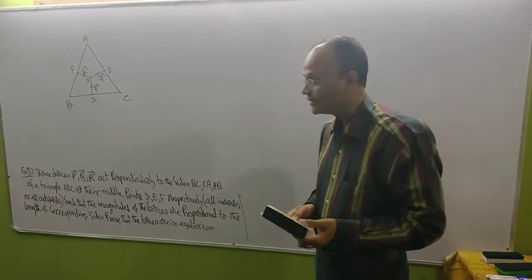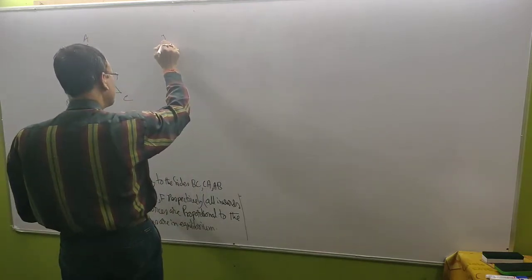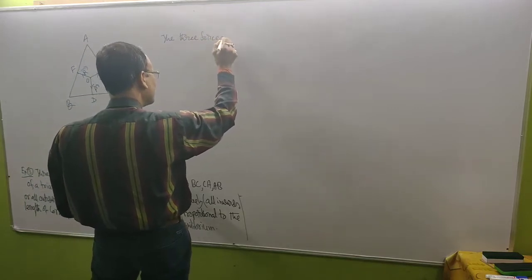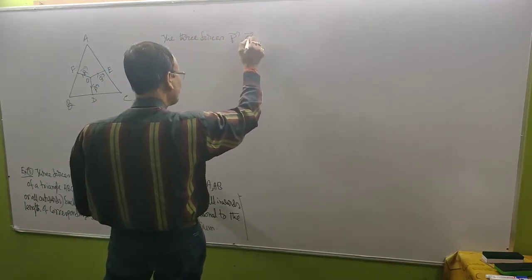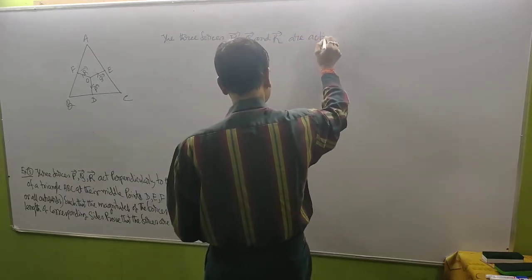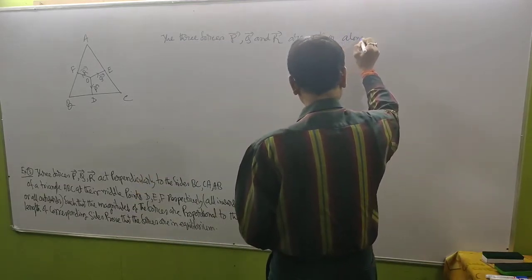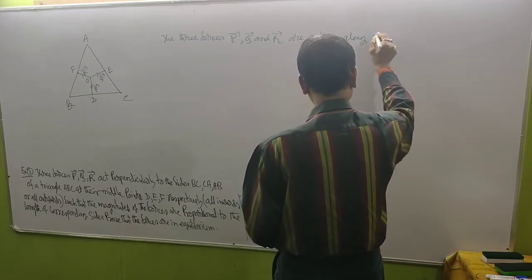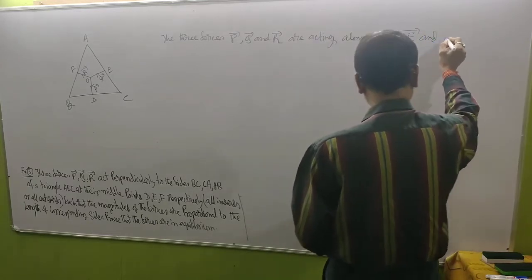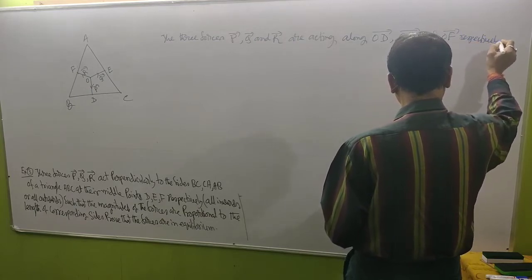Prove that the forces are in equilibrium. Now, the 3 forces P, Q, and R are acting along OD, OE, and OF respectively.